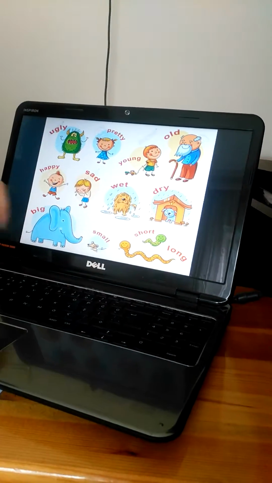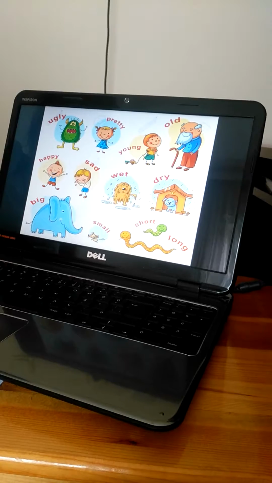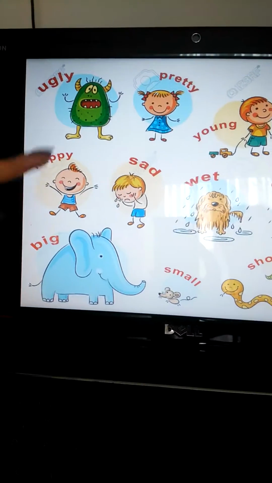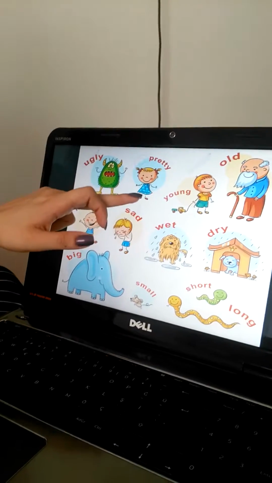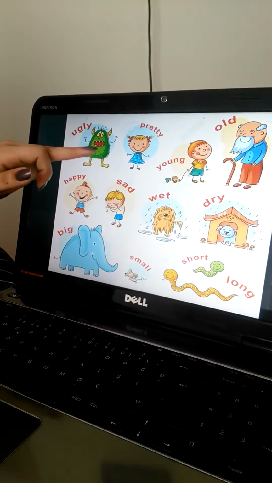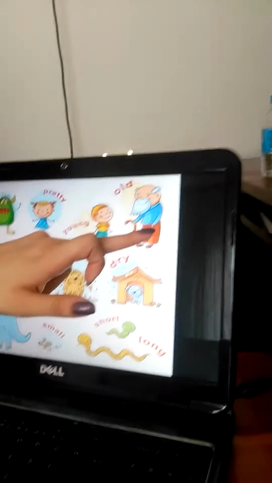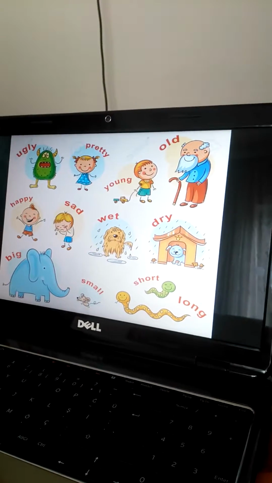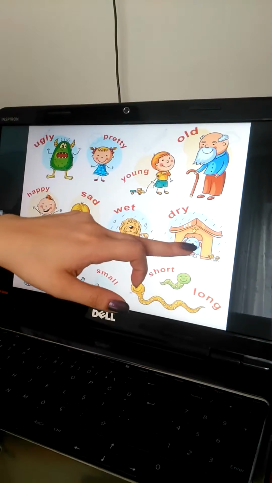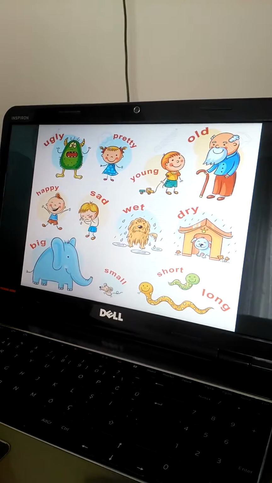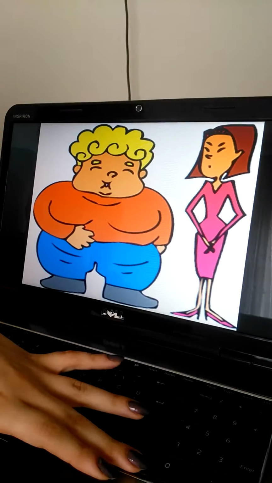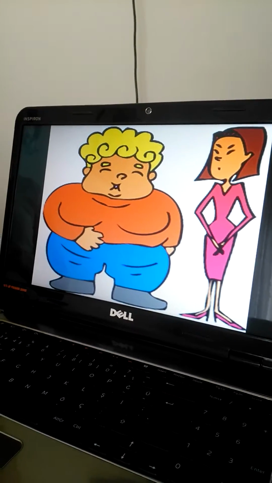Okay. There are some adjectives. Snake is longer. For example, mouse is smaller, we can say. And this baby is happier. She's prettier. It's uglier. Grandfather is older. This cute dog is drier. And we talk about some pictures. Look at the new pictures.